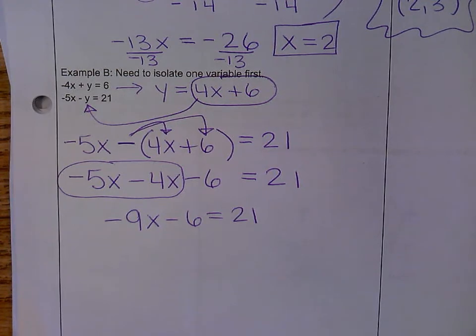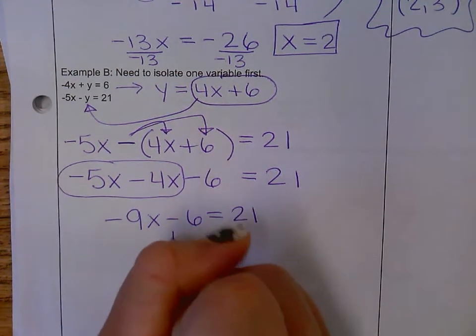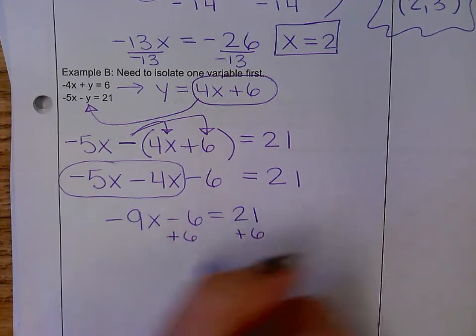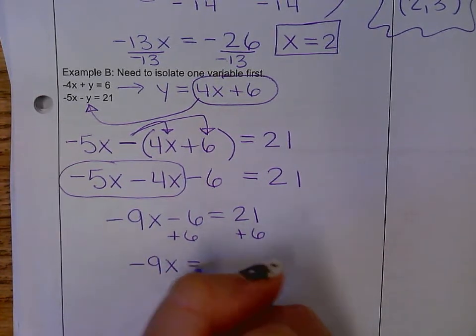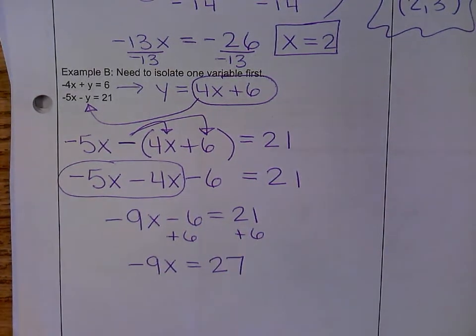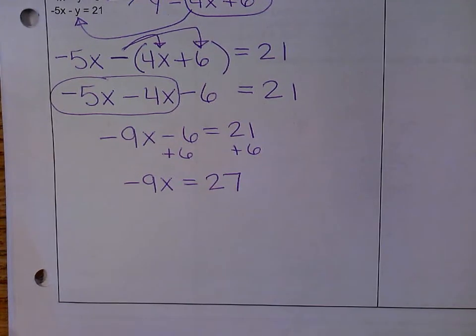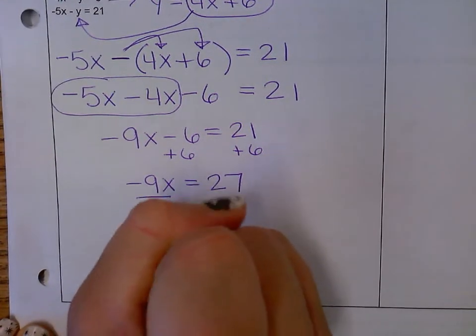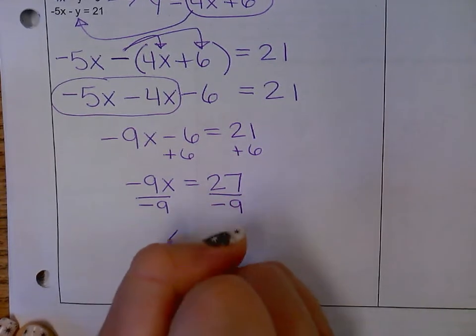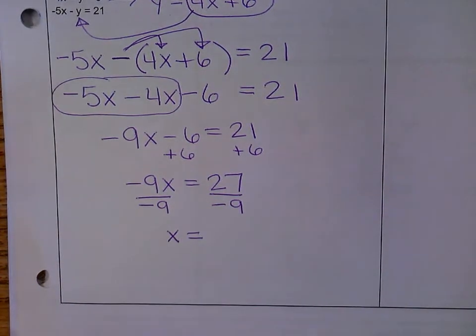Add 6. Add 6. So now I have negative 9x equals 27. I'm getting close to the final answer here. What's my last step to get x by itself? Yep, divide by -9 on both sides of the equation. And if you need a calculator, use it.